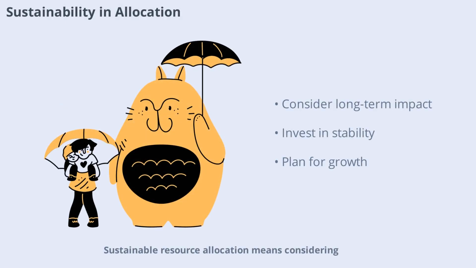Sustainable resource allocation means considering the long-term impact of your decisions. Avoid short-term fixes that could create bigger problems down the road. Plan for the future by investing in resources that will support ongoing growth and stability.